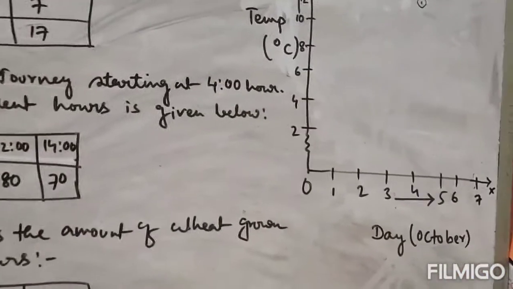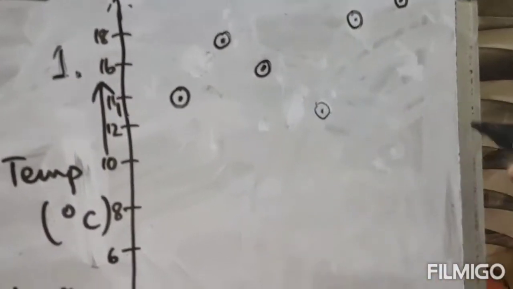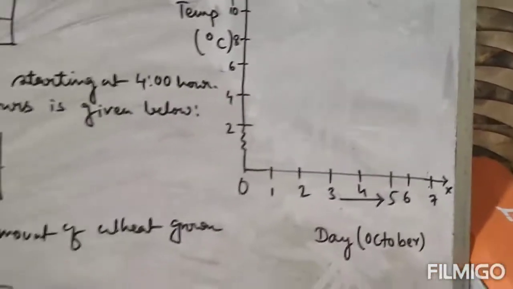On the sixth day it is 20 degrees, and on the seventh day it is 17 degrees. 17 degrees means between 16 and 18. So on the seventh day, it will be here. This is the seventh day, and it will be 17 degrees.